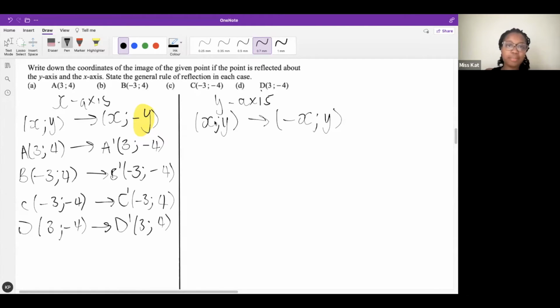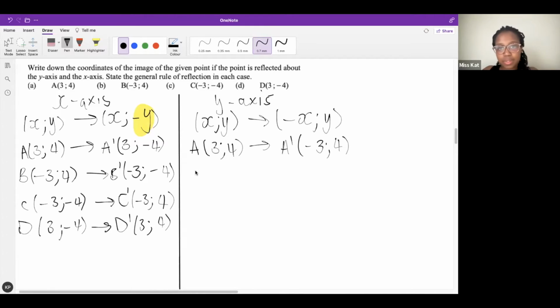Now we are reflecting on the y-axis, right? So once again, A was what? A was (3, 4). If I'm reflecting on the y-axis, what will A prime be? Yes, Siamtanda. Hello, ma'am. A prime is going to be (-3, 4). Nice. Are we doing B, C, and D together?